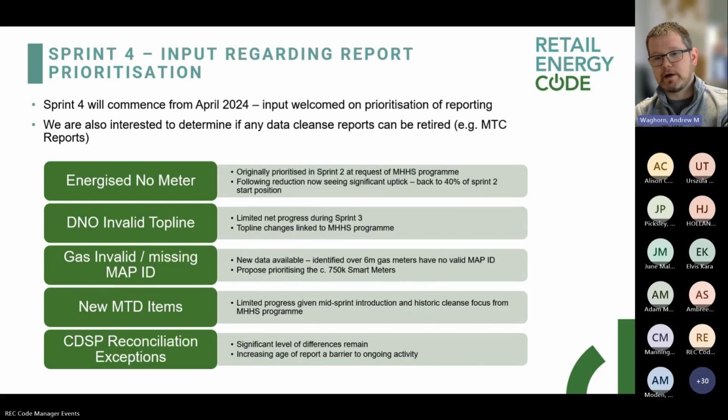We're proposing to prioritise roughly 750,000 smart meters within that population where the map ID is mostly missing. There's a few invalid, but it's mostly missing. We are engaging in parallel with maps so that we are hoping to be in a position to provide, as part of the reporting, what meters they think they are the map for, and we will use that within the reporting.